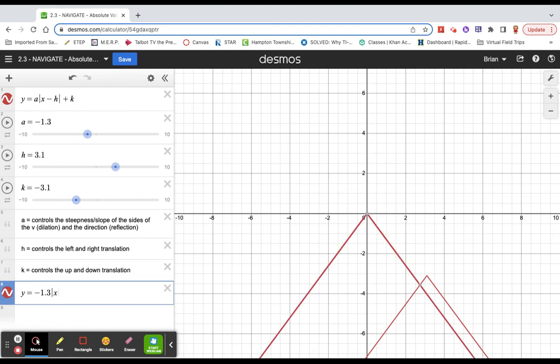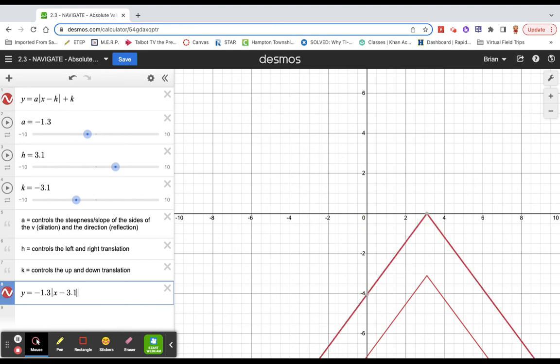So I put the absolute value in. Now I've got my upside down V. Now I'm going to put a -3.1. So now I'm centered over the top of that V that we created. And we finish with a -3.1 to move it down. And I'm right on top of where I was previously.